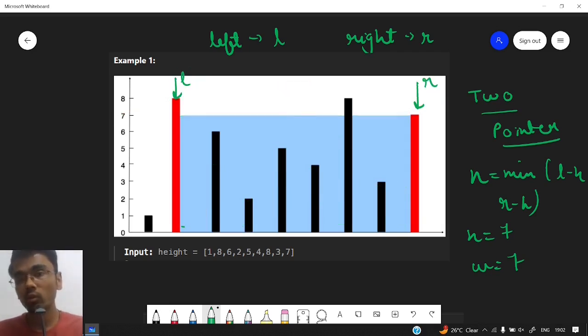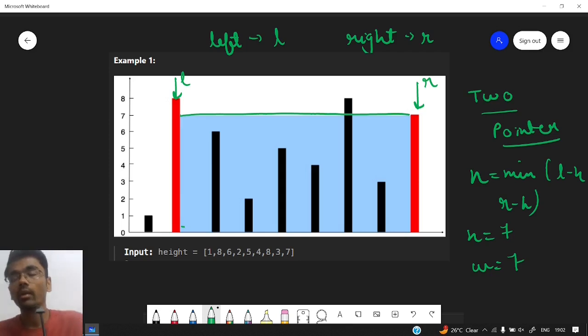Now we will not stop here. We will complete our iteration, because in this case we know that the answer will be formed by these two lines. But let's say we are given some other example. So what we will do, we will complete our iteration. So how will we move the pointer?